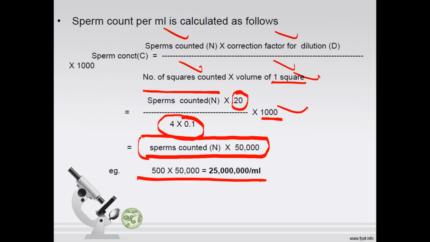Okay, so for example, if you counted 500 sperm in 4 large boxes, just multiply by 50,000 and the final result will be given per ml. Okay, this is the ideal formula. So you don't need to memorize all the things, just remember one simple step: the number of sperm counted multiplied by 50,000, and that result is the number of sperm per ml.